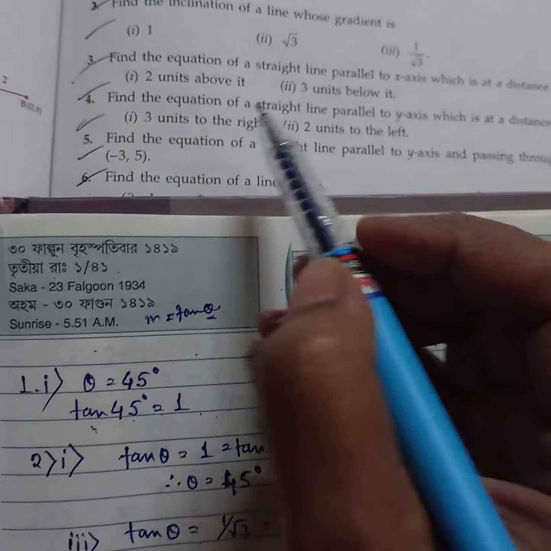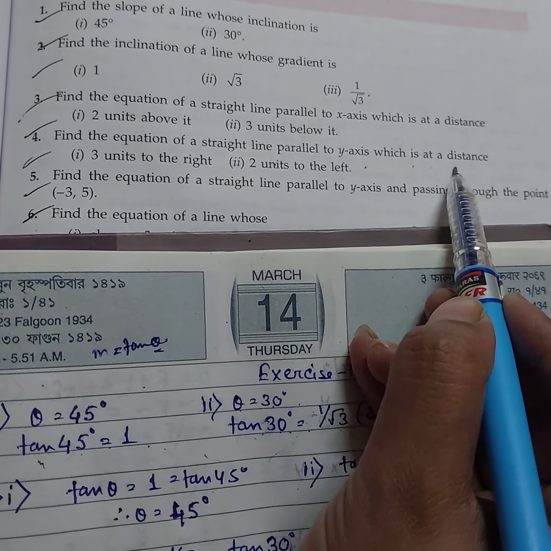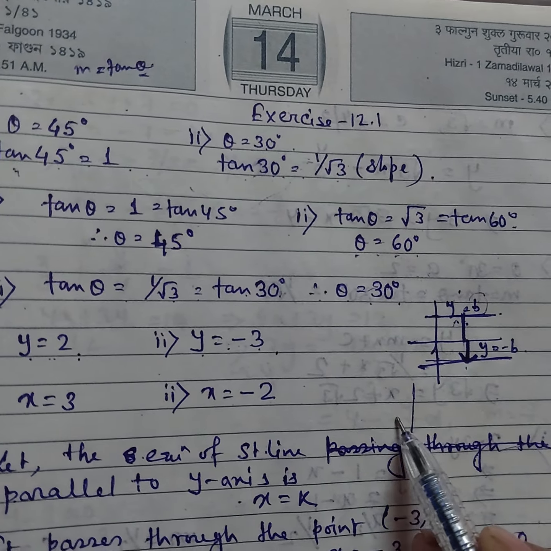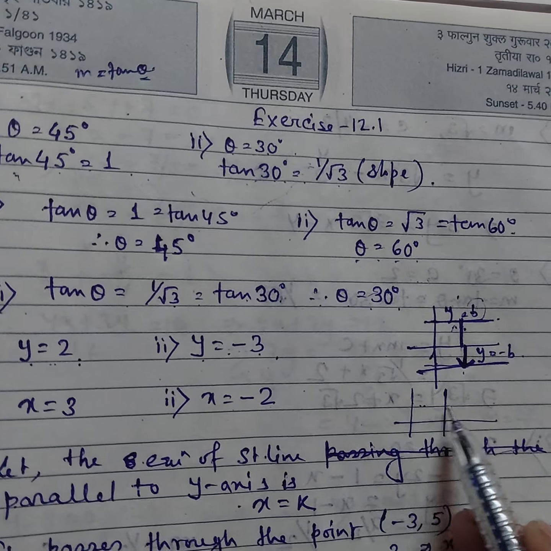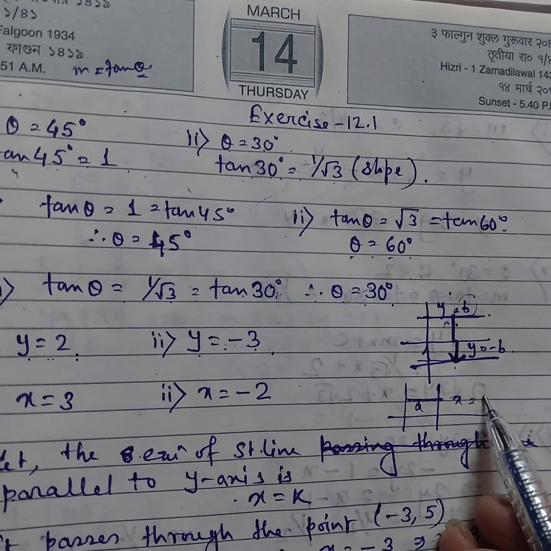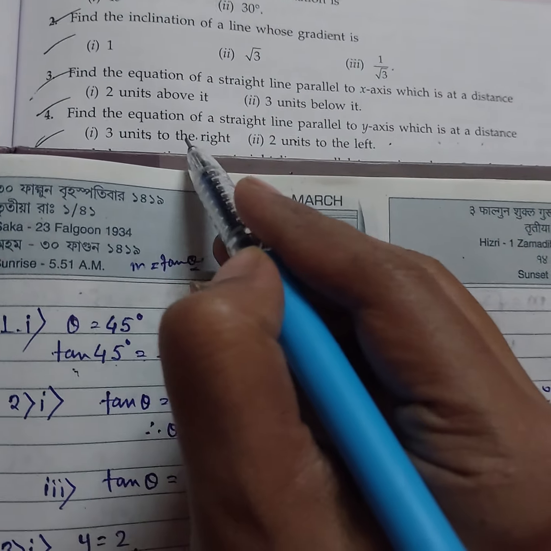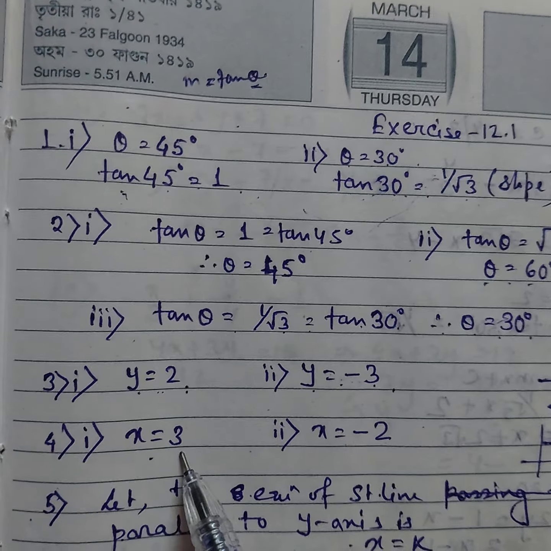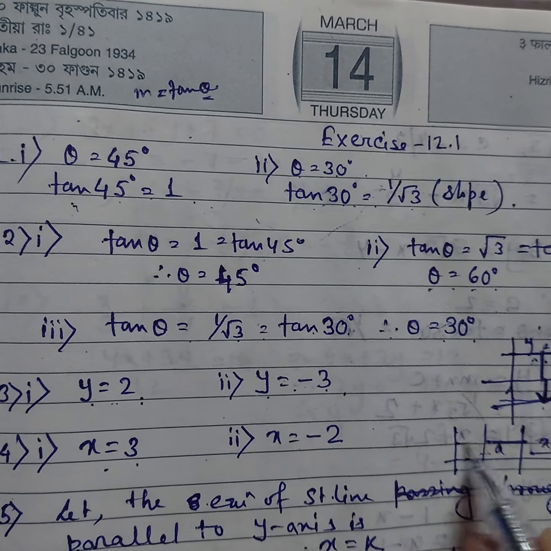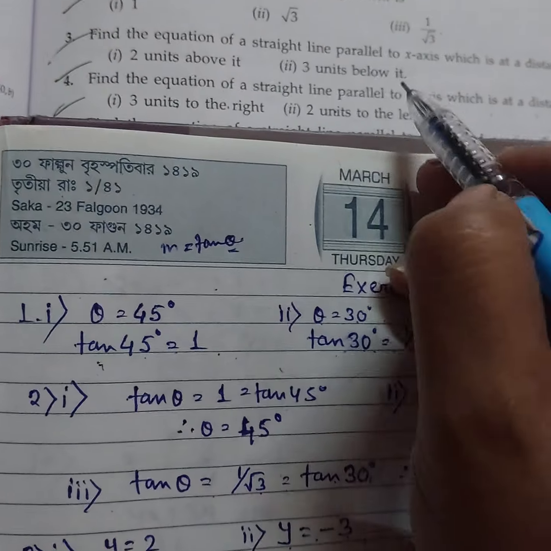Now sum number 4. Find the equation of a straight line parallel to y-axis which is at a distance 3 units to the right. So this is the right side of the y-axis, and this is the distance. Suppose this is a, so the equation is x is equal to a, and the distance is given, 3 units to the right. Therefore x is equal to 3. If the parallel line is on the left side at a distance a, the equation will be x is equal to -a.